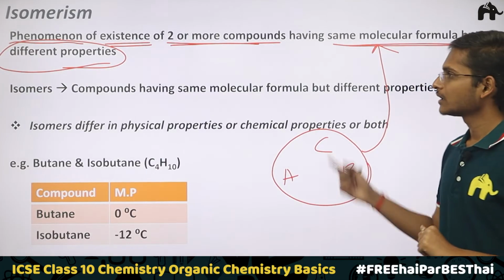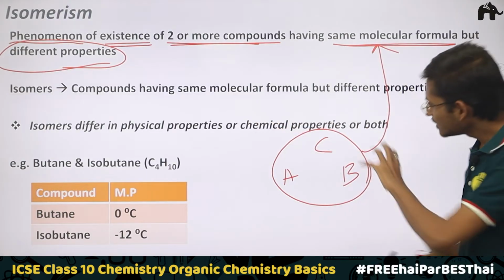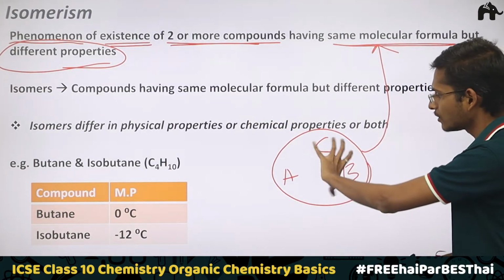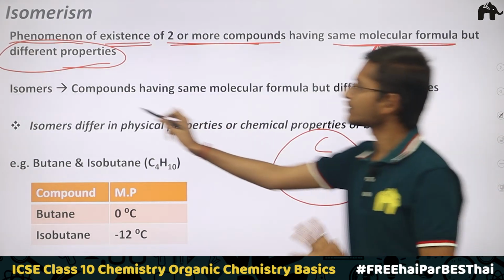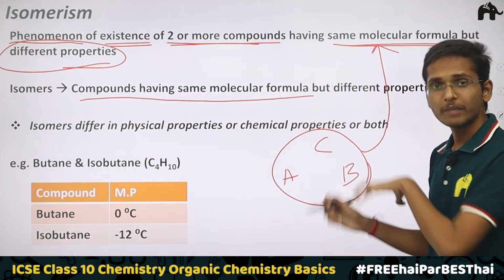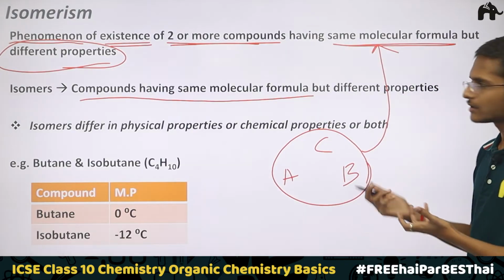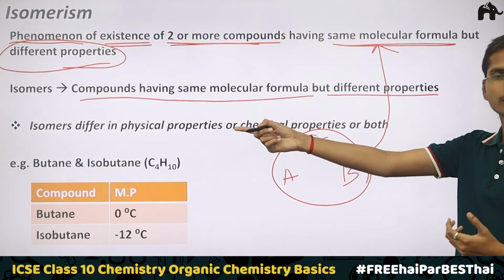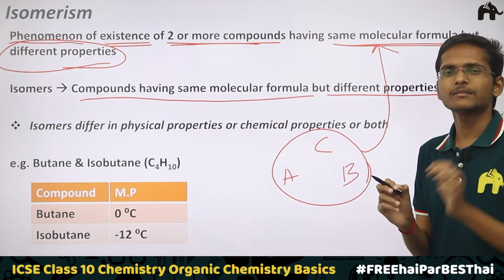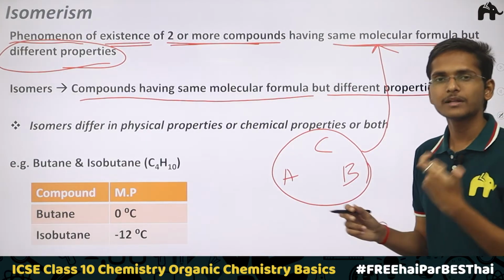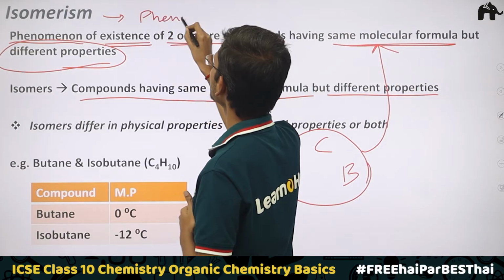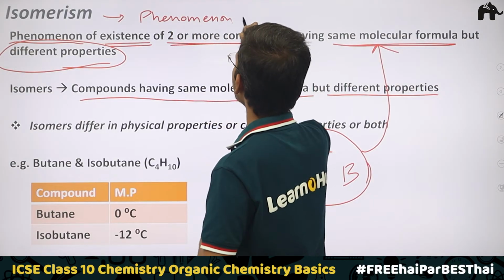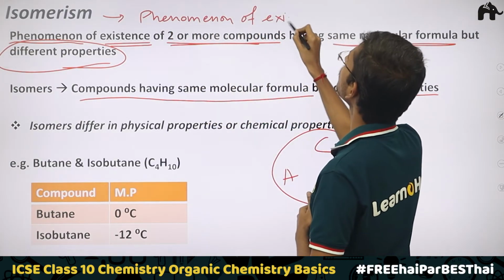Clear? Now, what are isomers then? Such compounds which have the same molecular formula but different properties are called isomers. So simply, to tell you in one line, isomerism is simply the phenomenon of existence of isomers.